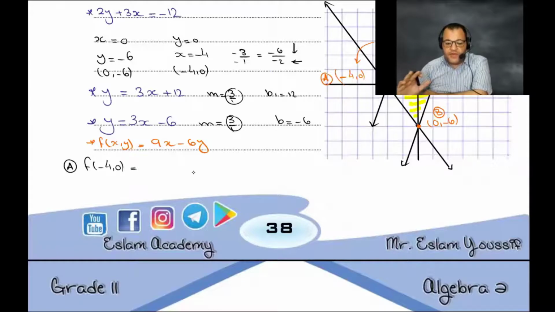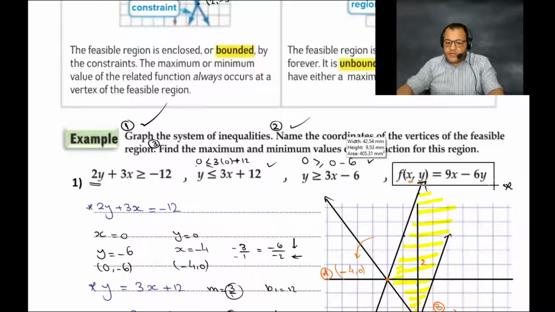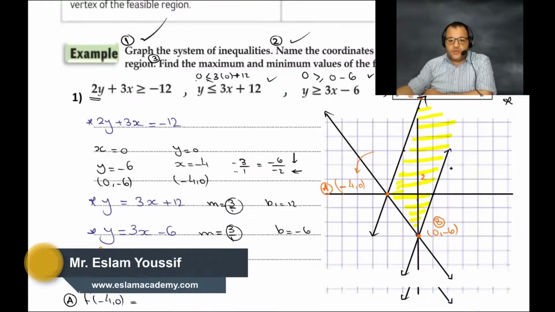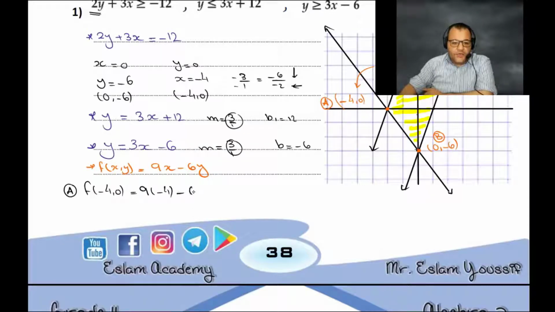The first one, graphing. Any problem for graphing? I said for this question we have three ideas. Any problem for naming the vertices? No. Okay. Now we need to find the value of the maximum and the minimum. How can we find them? From the last equation that we have, f of x and y equals 9x minus 6y. So how can we find it? That is the first one: just replace x with -4 and replace y with 0. What is the value that you will find here?